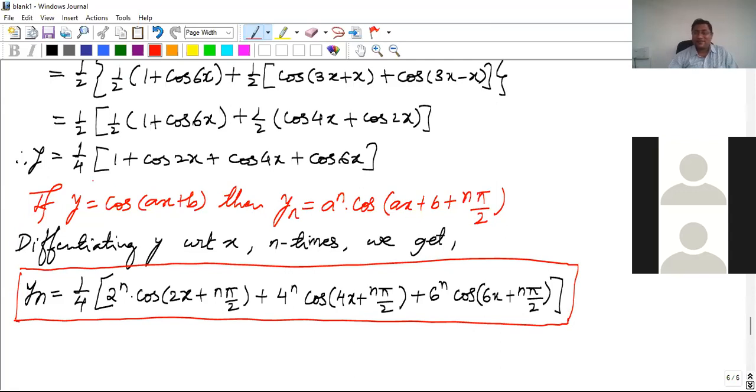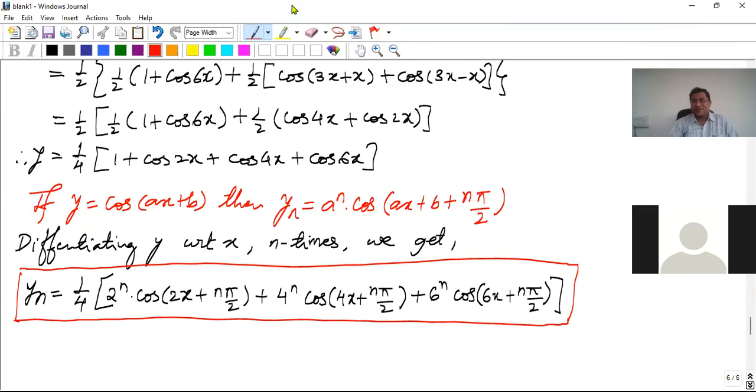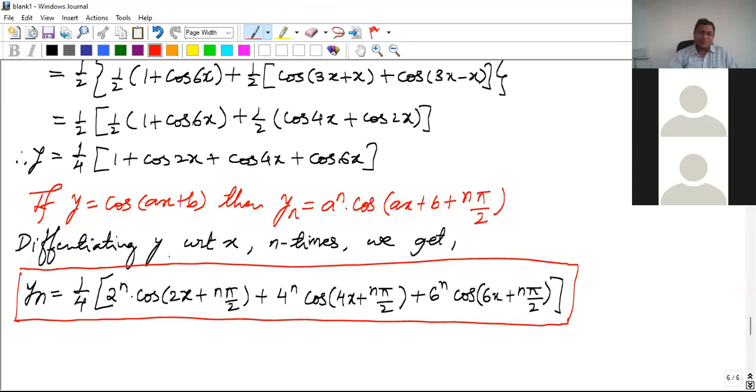Is there any doubt? No, sir. Yeah, Shruti. Yes. Okay, all of you got these 2 examples that we have solved? Yes, sir. Okay, that's good. So we'll go for another example.